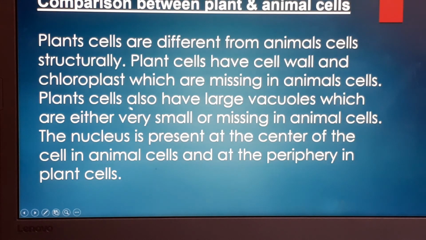Next one, the plant cells also have large vacuoles, whereas in the animal cell they are small or absent. Next one, the nucleus is present at the center of the cell in animals, whereas in the plant cell the nucleus is present at the periphery, meaning the outer layer of the cell. These are the differences between plant and animal cells.